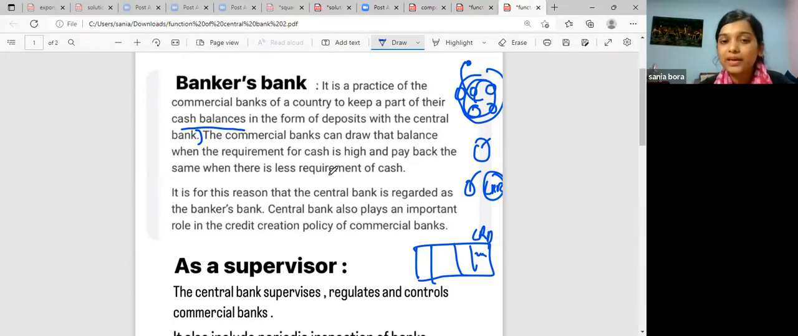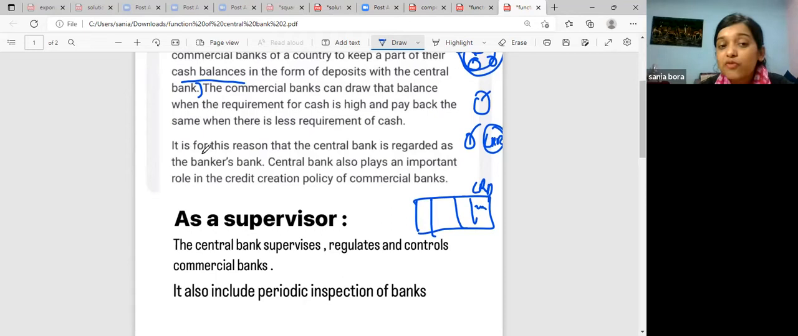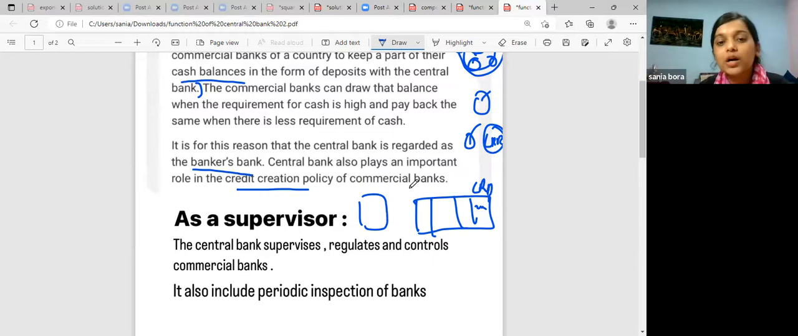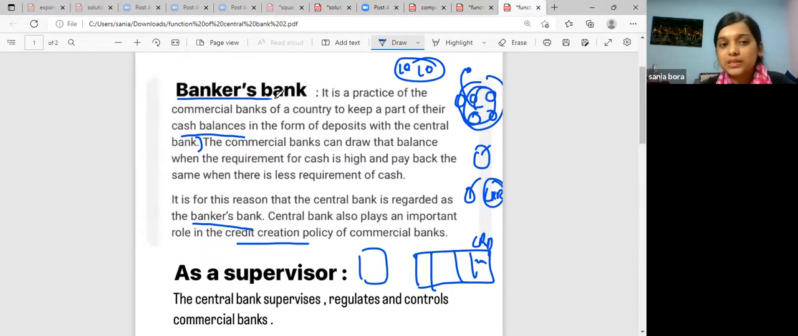So these commercial banks can draw out the balance whenever they need. For example, I am reserving 10 rupees every month, but today I need money, so I will withdraw it. And whenever I don't need money, I'll be depositing it, right? So this is the role of the commercial bank. It is for this reason that the central bank is regarded as the banker's bank. The central bank also plays an important role in credit creation. You know this credit creation, the money creation, right? So the central bank also plays an important role in the credit creation policy of commercial banks. That's why the central bank is known as banker's bank. Clear?